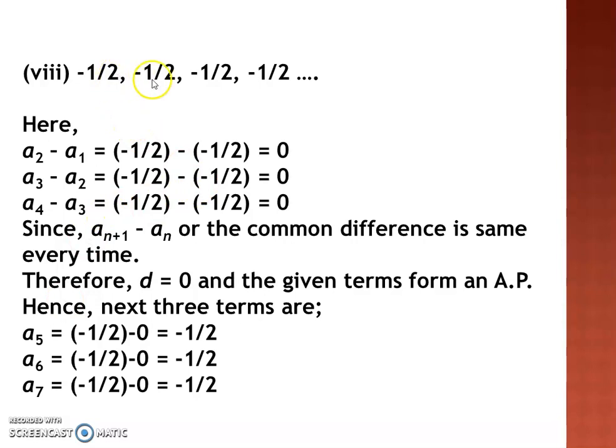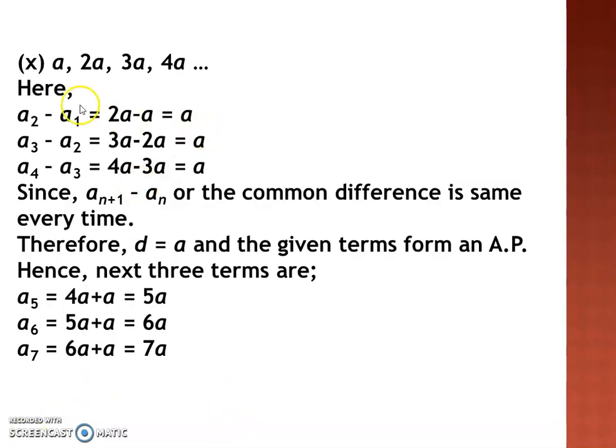Next one, minus half, minus half, minus half, minus half. So we have already seen such type of constant APs also where common difference is 0. So that is also in AP, and the next three terms will also be minus half only.